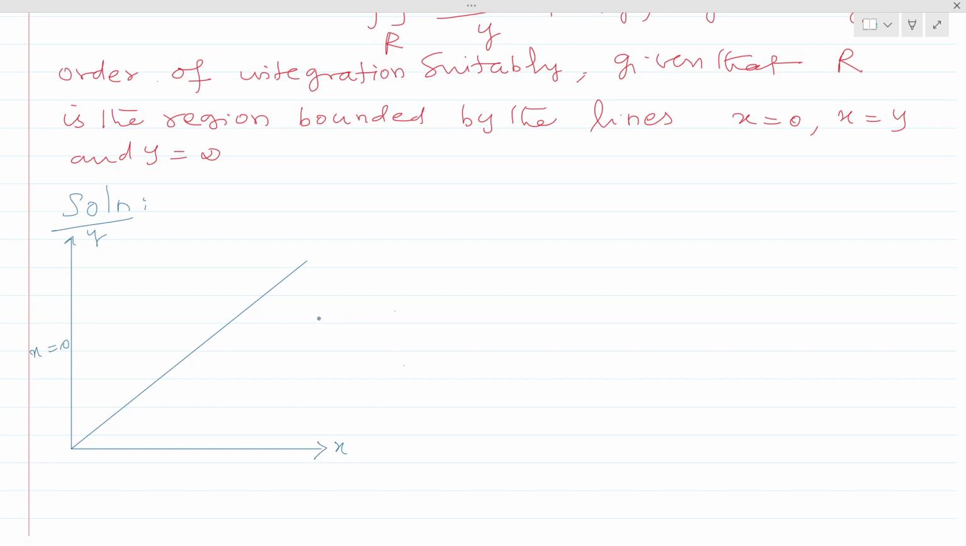Next one is, we have to select the region. Is it at x equal to 0, x equal to y, and y equal to infinity? Y equal to infinity means, I don't know, this may be somewhere y equal to infinity. This is y equal to 0. So this point is the origin, 0 comma 0. This is the point x comma infinity.